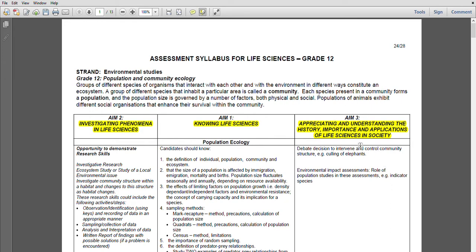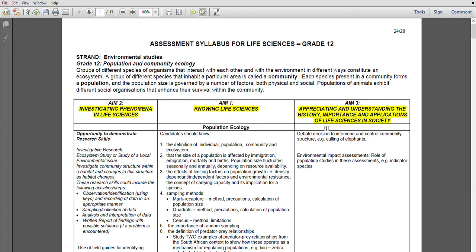So for example, in our environmental studies, we've got debate the decision to intervene and control community structures, such as the culling of elephants. So it could be that you are given an example of culling of elephants, but you could be given something else where maybe you've got an invasive species that is coming in and you are told to argue about should we or should we not control this community by cutting it down.